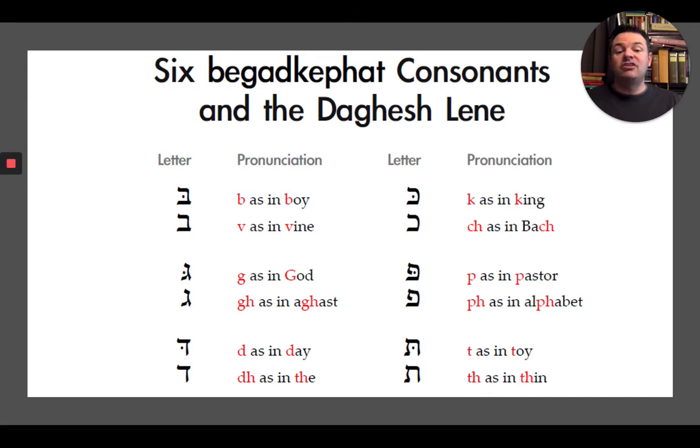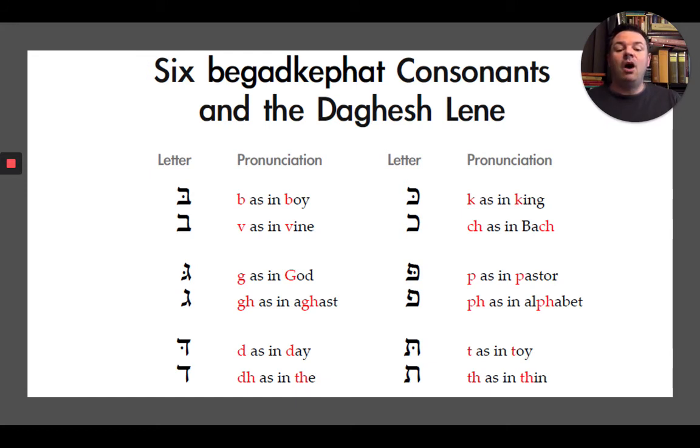The Beit, the Pei, and the Tau are the most distinct. So really those are the only 3 that you need to focus on, I think, with any level of detail. The Pei moves from a hard P to a PH sound, like in phone or alphabet. So if you don't see the dot in it, it's going to have a PH sound in it.